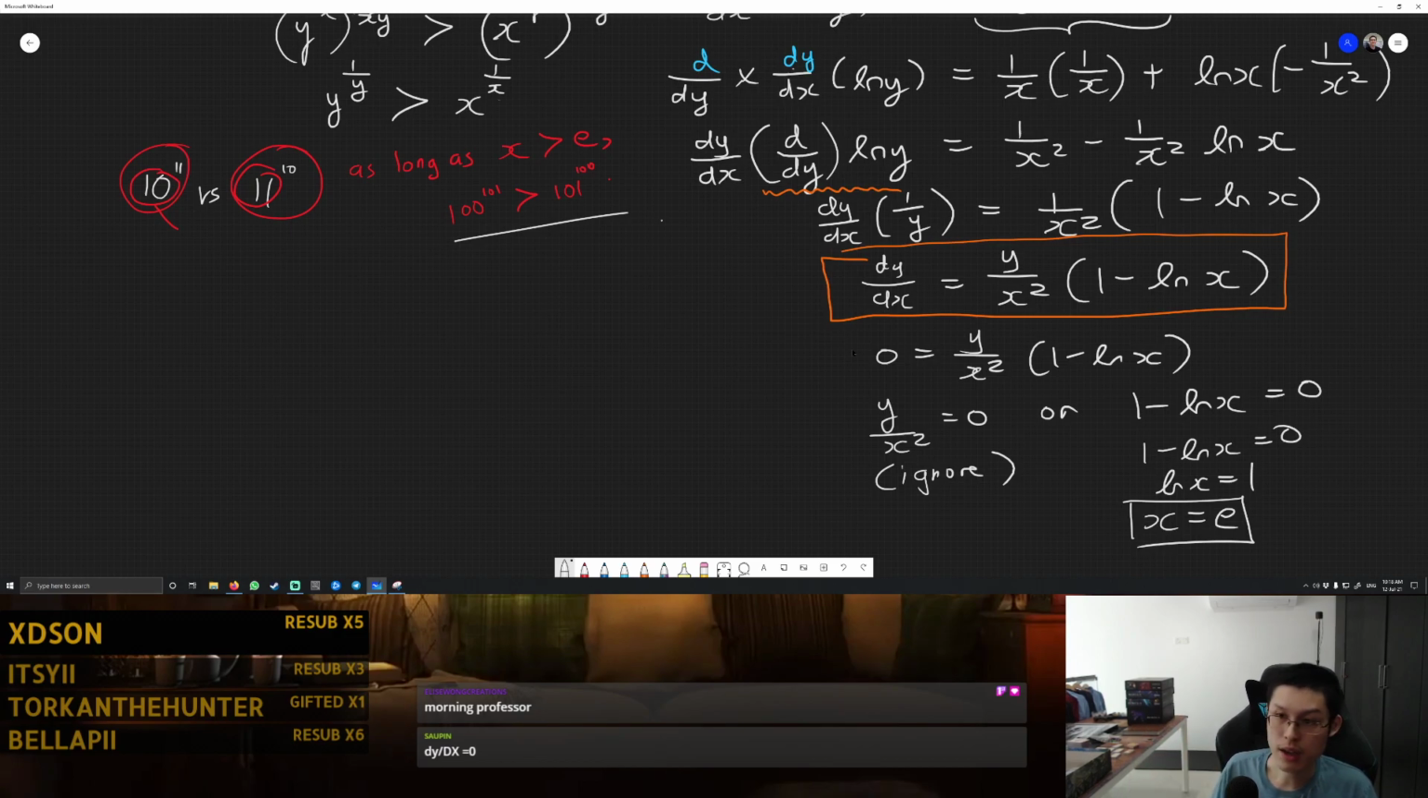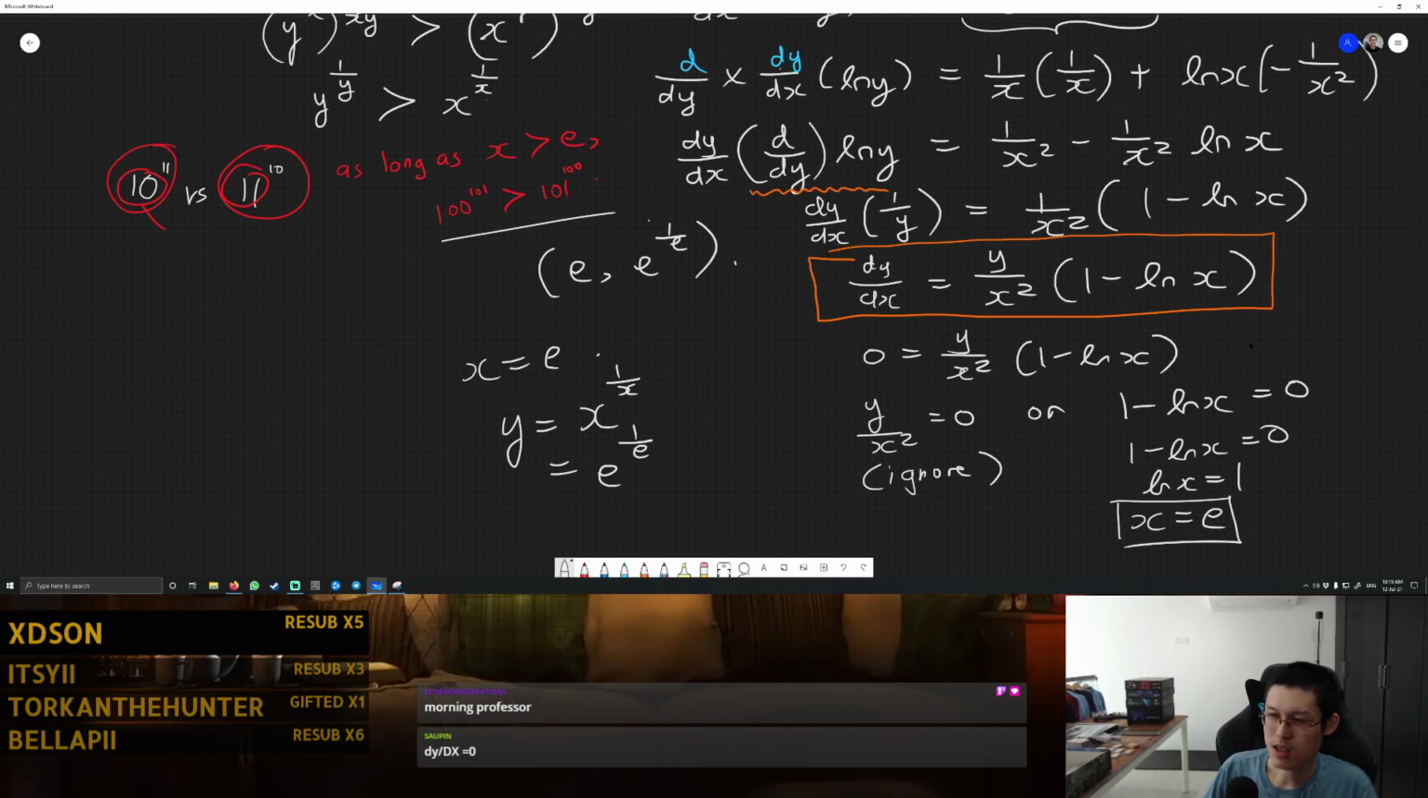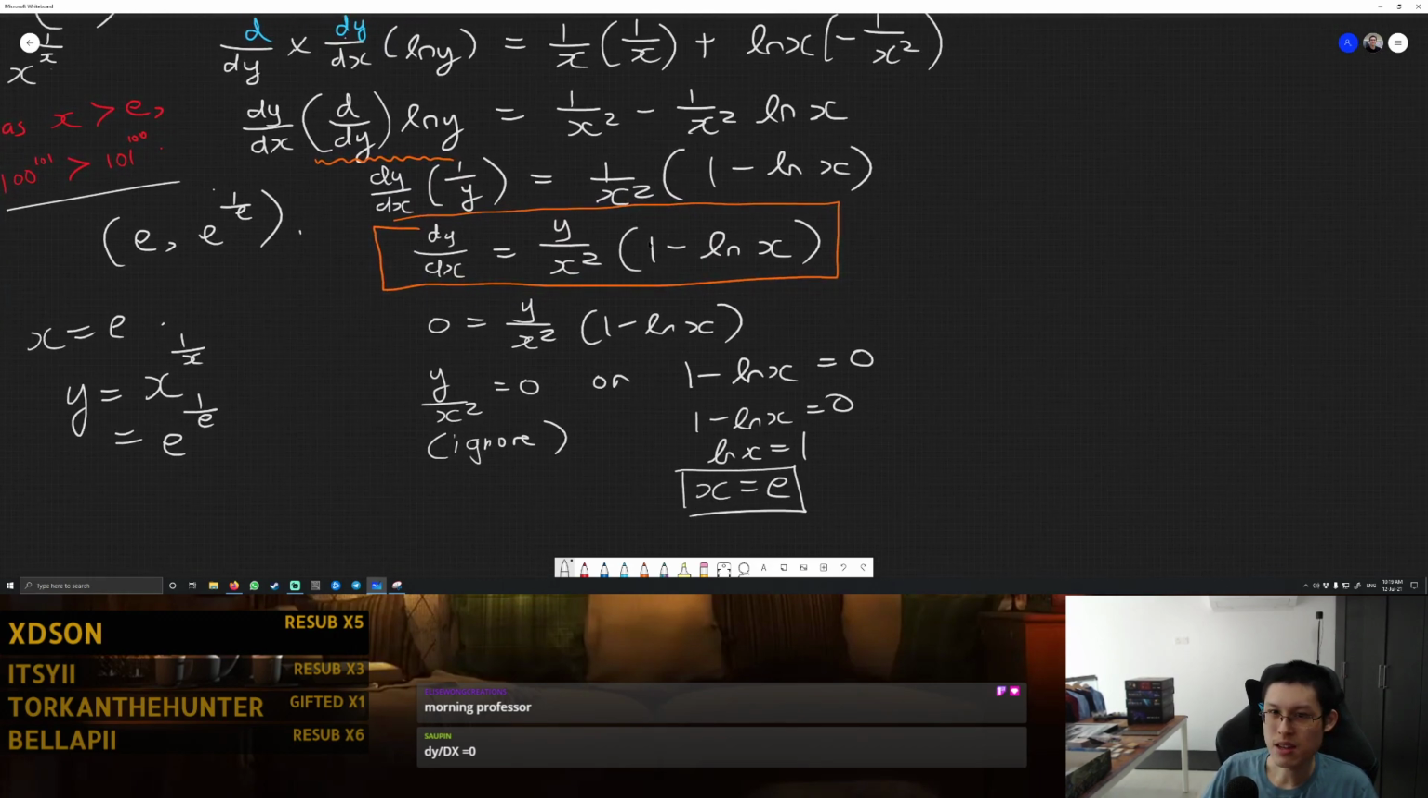So when x is e, what is y? When x is e, y is x to the power 1 over x. So it's e to the power of 1 over e. Okay, so our stationary point is at e and then e to the power 1 over e. How do I know it is a maximum or minimum point? Well, you can do a second derivative, but it's going to be very complicated here. So another faster way of doing the second derivative is by checking the gradient next to the stationary point.